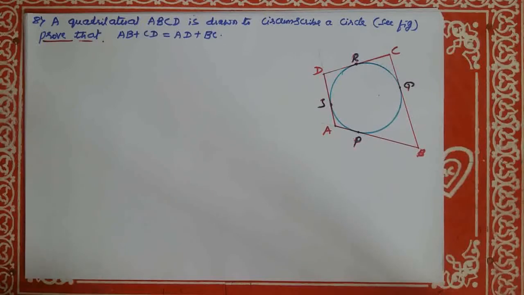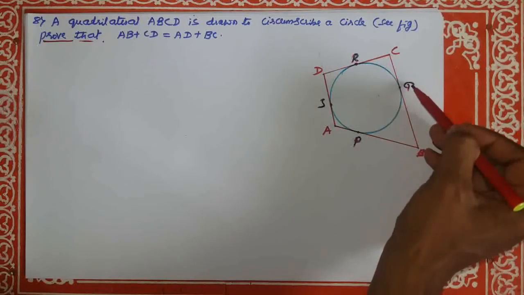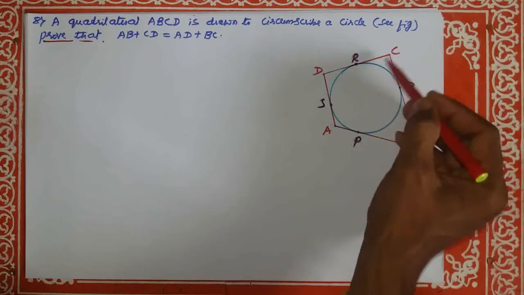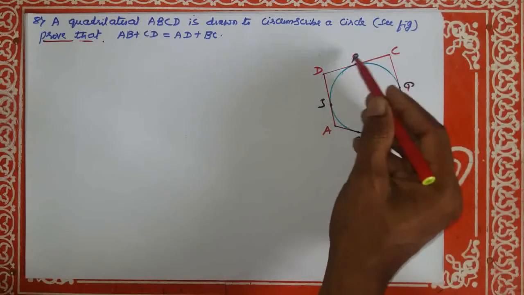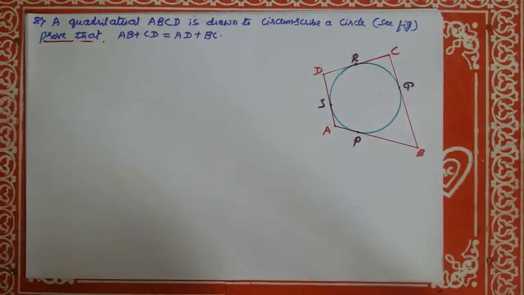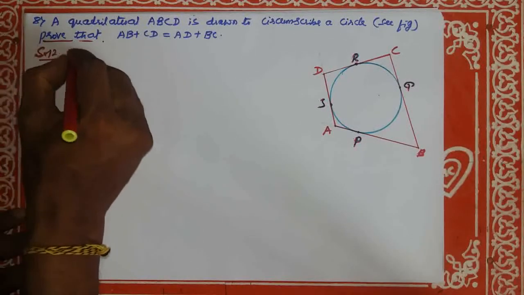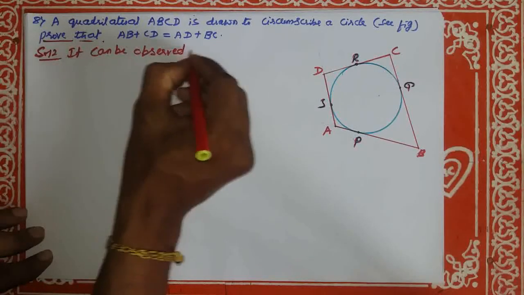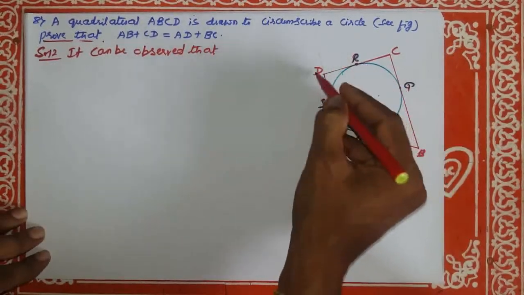Let us see now. It can be observed that CR is equal to CQ, because from an external point to the circle the tangents are equal. That is CR is equal to CQ, BQ is equal to BP, AP is equal to AS and DR is equal to DS. It can be observed that DR is equal to DS.